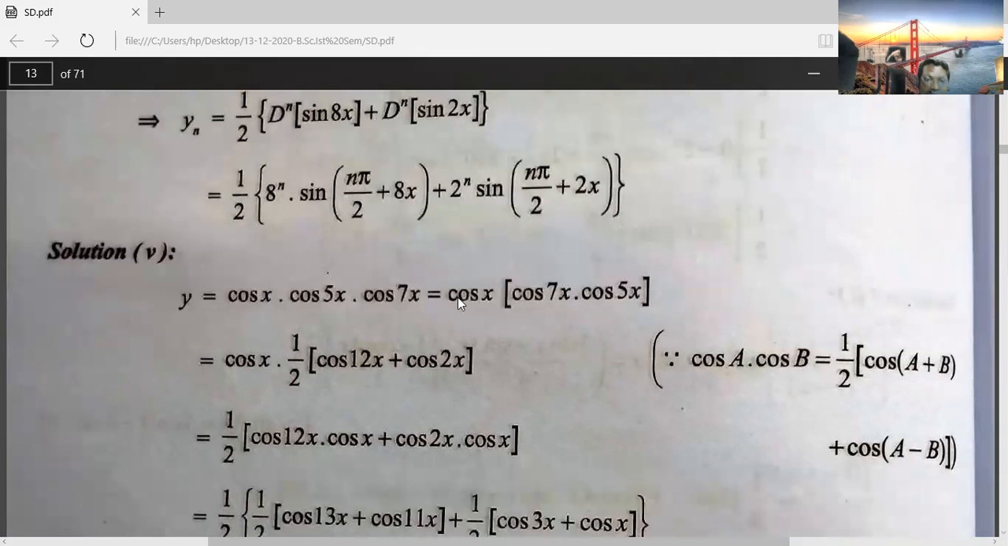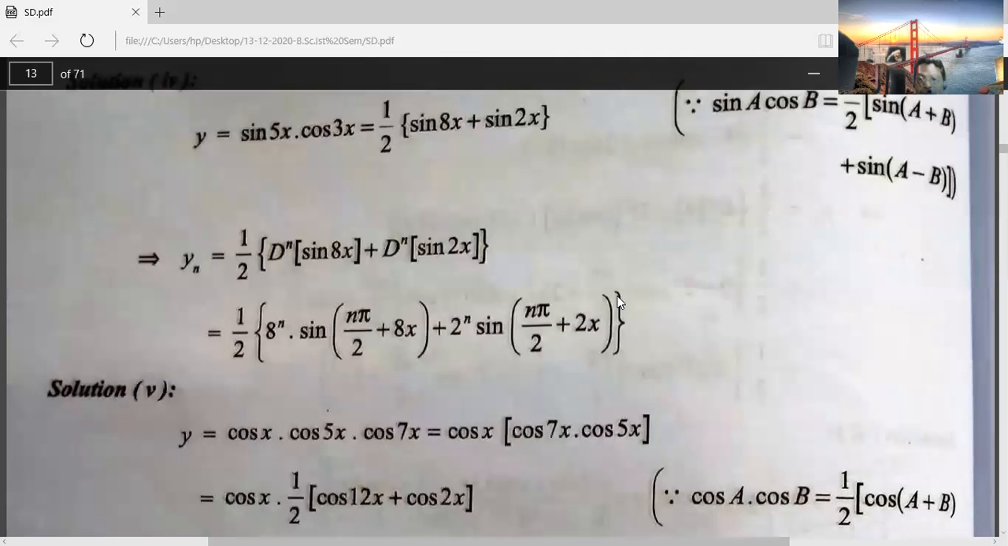Okay. Now the next problem. Y is equal to cos x into cos 5x into cos 7x. Already for the same reason, you don't have the formula for the nth derivative for this product. That's why you write cos x into cos 7x into cos 5x.